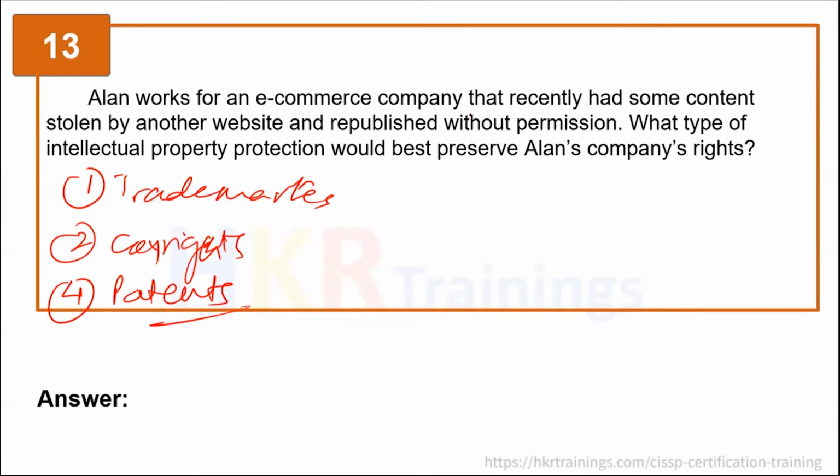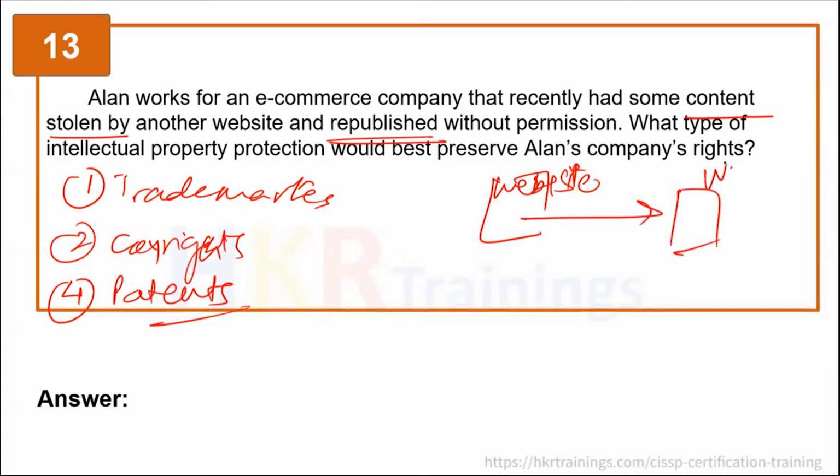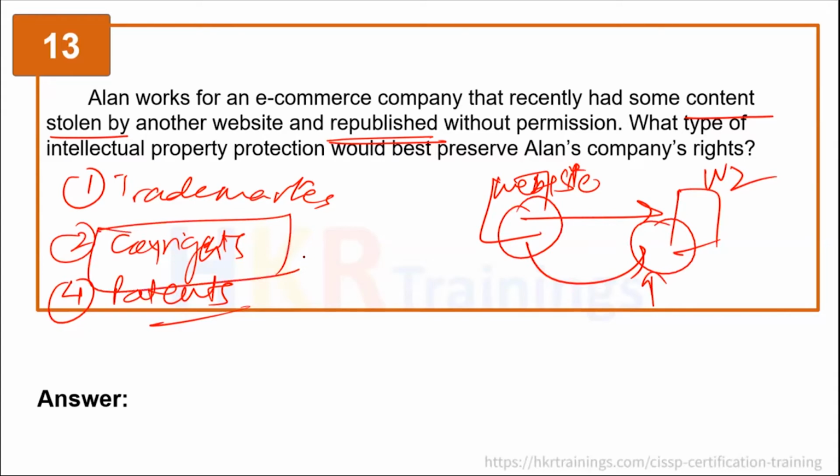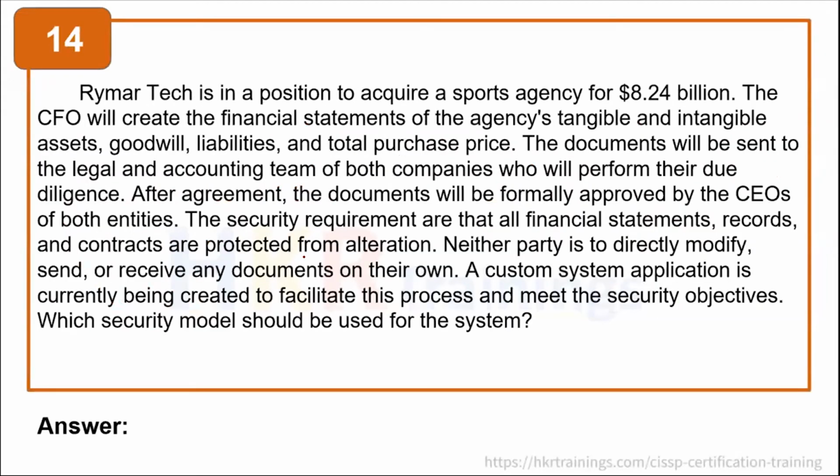So what they're talking about is some content. This is an e-commerce company and some content was stolen and republished. Something which was already there on the website was taken from here and republished on another website too. Somebody has copied the data without the proper permissions, which is an infringement of copyrights. So the correct answer will be copyright. Moving on to the 14th question.